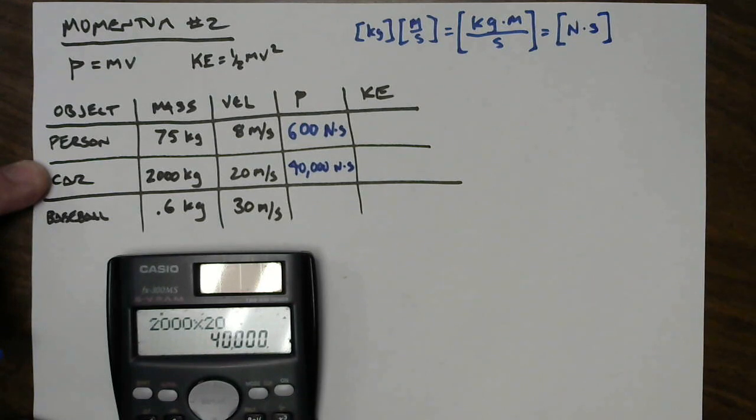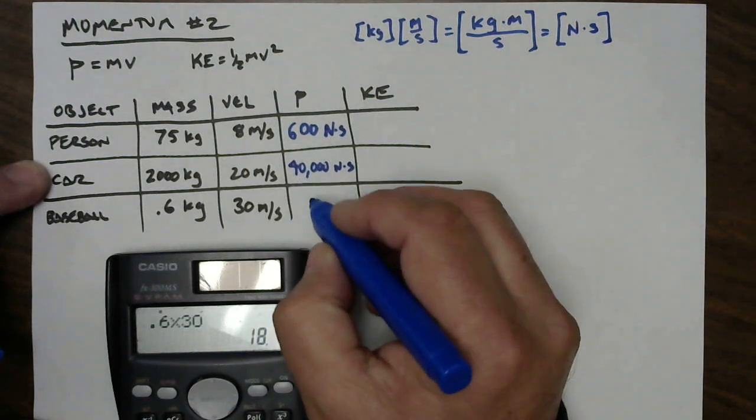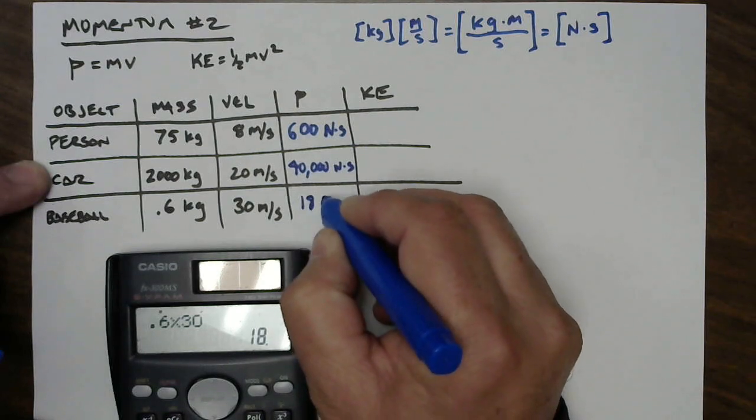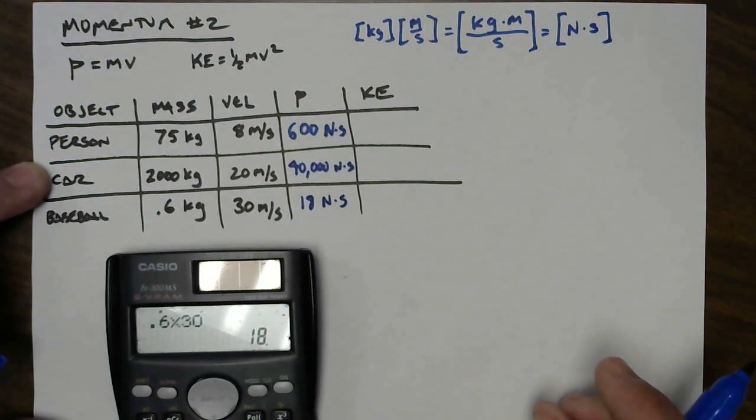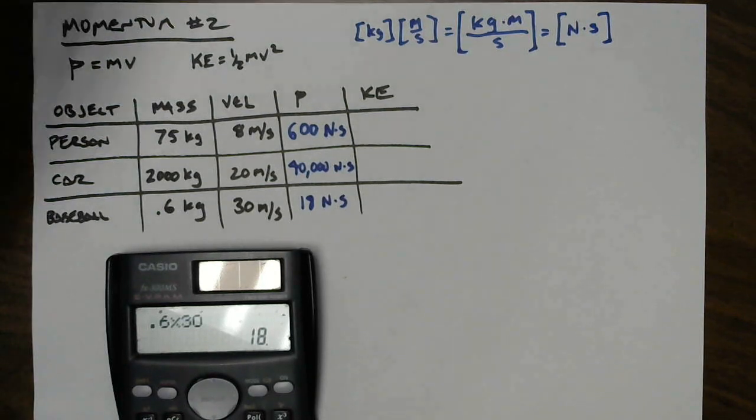And then baseball. Let's see about the baseball. We have 0.6 times 30 equals, and that's only 18 Newton seconds, which means, I guess, if you threw a baseball at a person that was running towards you, it wouldn't be enough momentum to stop them. I'm sure it would hurt, though. Maybe get that going for you.